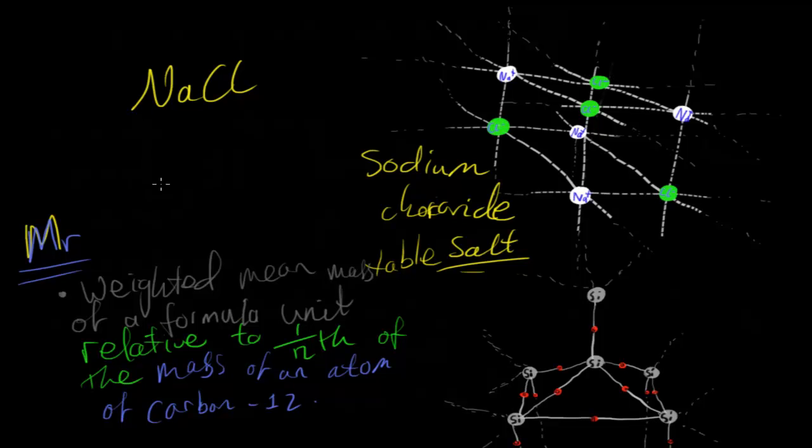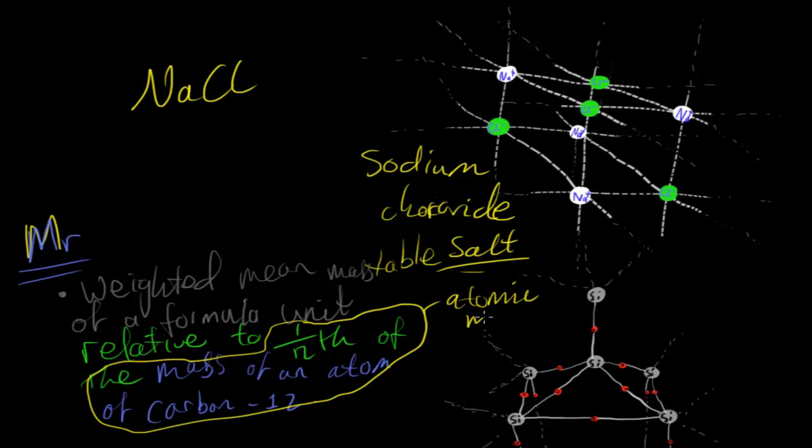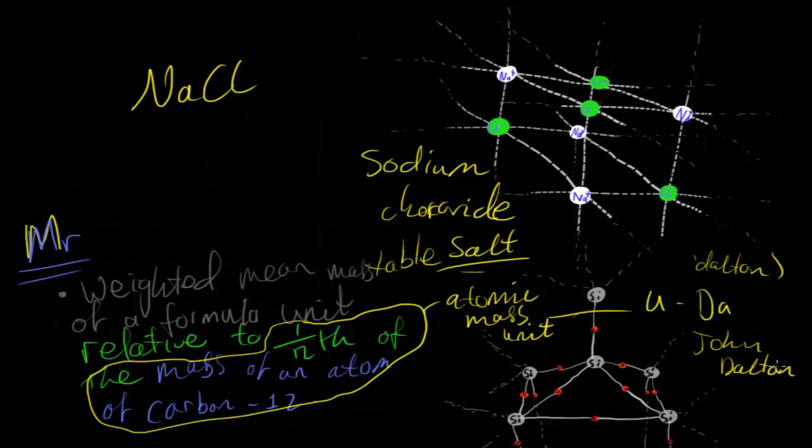Now, I have explained this in previous videos, but this part right here, 1/12 of the mass of an atom of carbon-12, is often referred to as the atomic mass unit, and it's given the symbol u or Da. u is just like units, and Da stands for the Dalton, a unit named after John Dalton, who created one of the early models of the atom.